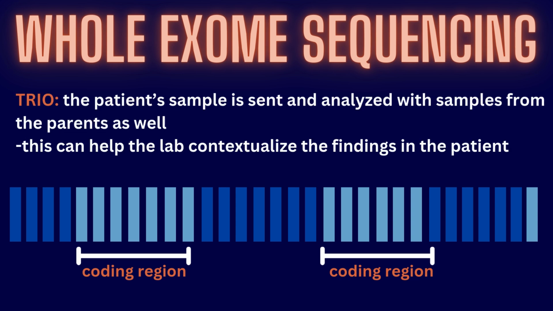If parents are available for testing, a whole exome is often sent as a trio, meaning it includes samples from the two biological parents of the patient. This can help contextualize the findings in the patient: whether the same variant was seen in one of the parents, or it's a new variant only in the patient. For variations in DNA sequence that are rare, or have little literature available, this can really help. If one of the parents has the same change but does not have the same clinical presentation, it makes it less likely that that change would be responsible for how the patient is presenting.